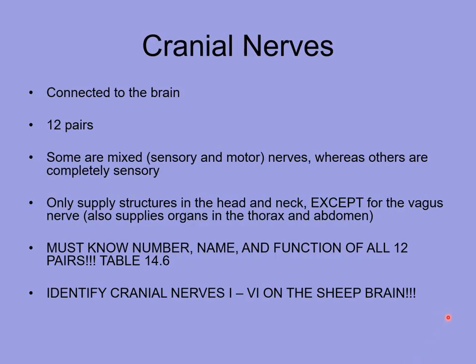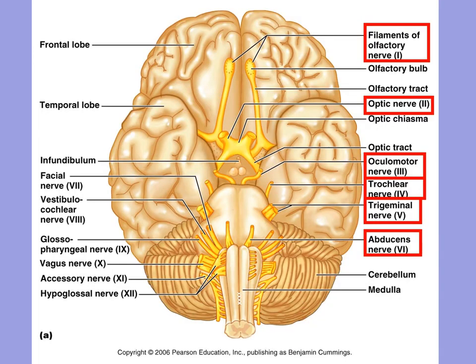They are numbered using Roman numerals 1 through 12, and so you must be familiar with them. As with anything, I always say start at one area and learn in order from the location of them. So if you start up here, you've got the olfactory nerve, and like I said, they are numbered by Roman numerals. Moving down from that, you then have the optic nerve. The oculomotor nerve is number 3. Number 4 is the trochlear. The trigeminal nerve is number 5. And number 6 is the abducens.